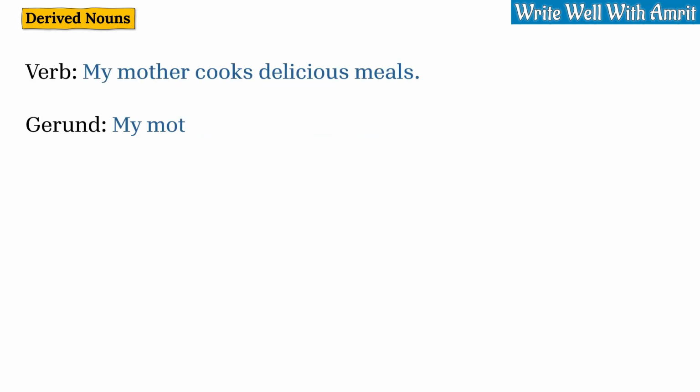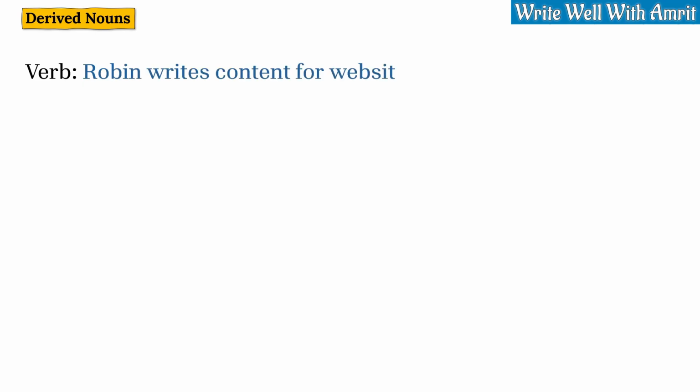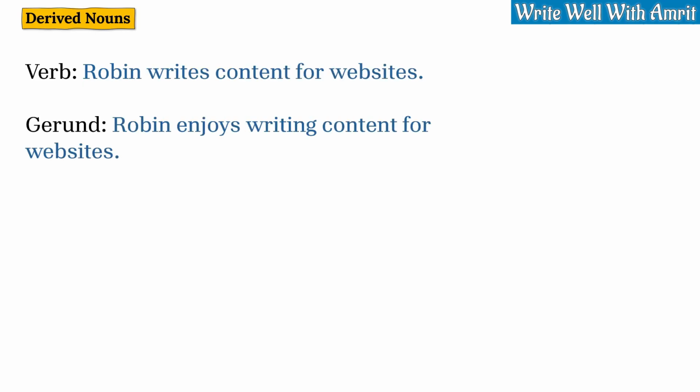Verb. My mother cooks delicious meals. Gerund. My mother loves cooking delicious meals. Verb. Robin writes content for websites. Gerund. Robin enjoys writing content for websites.